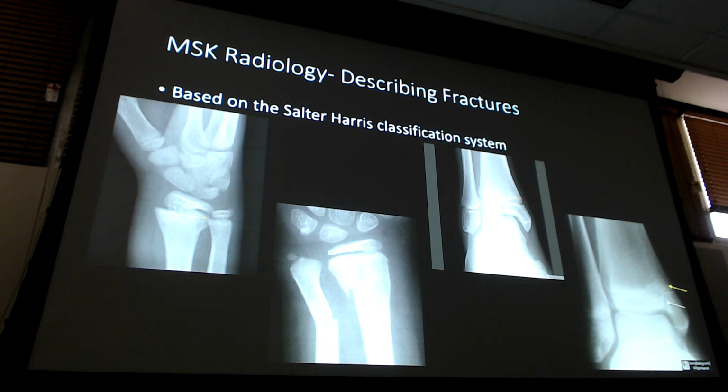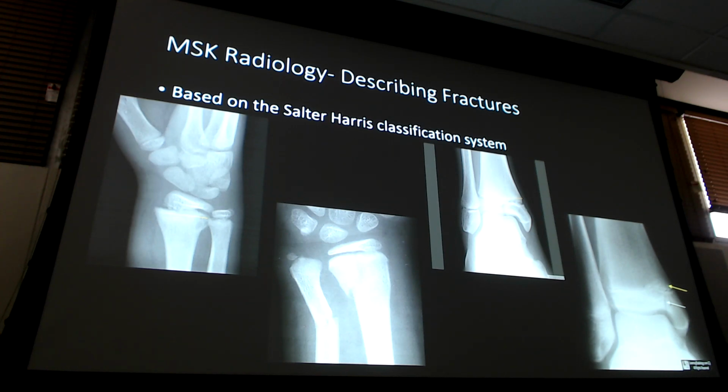It's not. Trick question. It doesn't involve the growth plate. It's not a Salter Harris. It has to involve the growth plate. This would just be a simple incomplete fracture, probably greenstick on the ulna. It's kind of got that little bendy area to it.